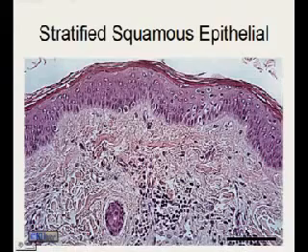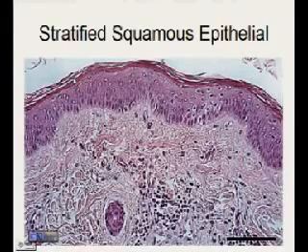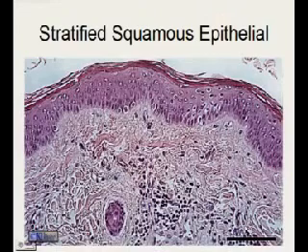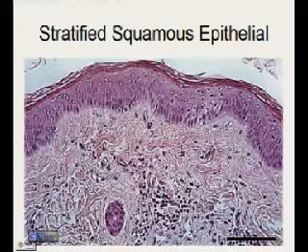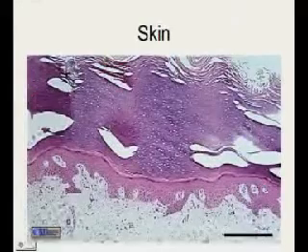Actually, these stratified squamous that we see at the mouth and the lips, in the vagina and the anus don't have this callus formation over the top of it. The keratin layers here are not as significant. But again, this is all still stratified squamous epithelium.